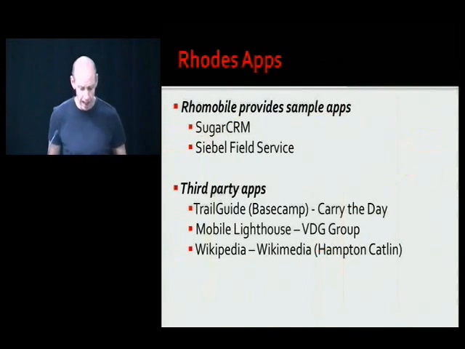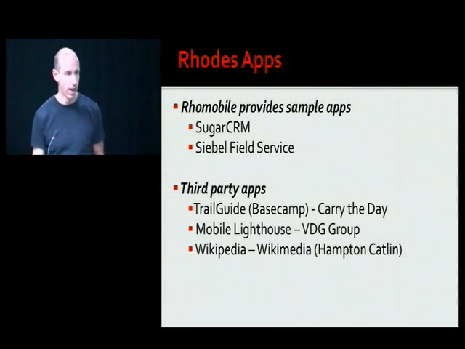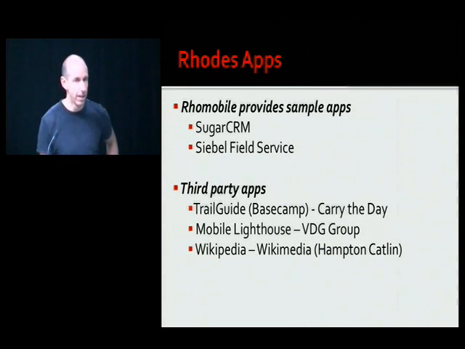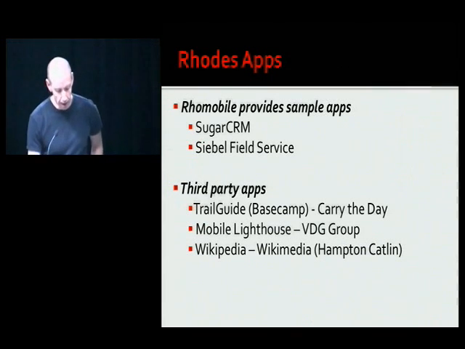We ship with a couple of sample apps, one for SugarCRM, their open source CRM, a sales management package. We ship with one for Siebel Field Service. And there's a number of third-party apps that are coming out now. There's a company called Carry the Day that has a product called Trail Guide, which is a mobile interface to Basecamp. It's a very nice app. It's out now. VDG Group is about to release a product called Mobile Lighthouse. Lighthouse is a hosted bug tracking system, and this is a mobile interface to that.